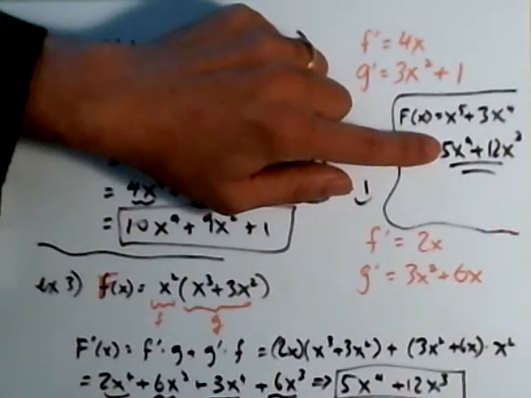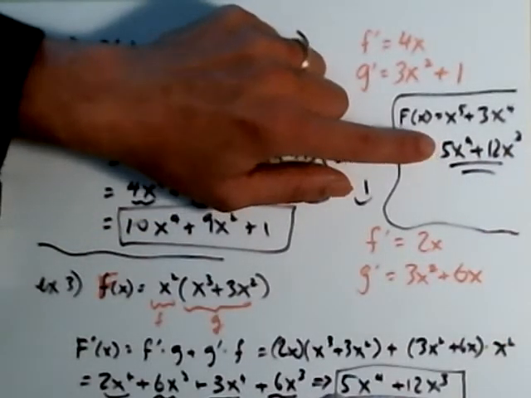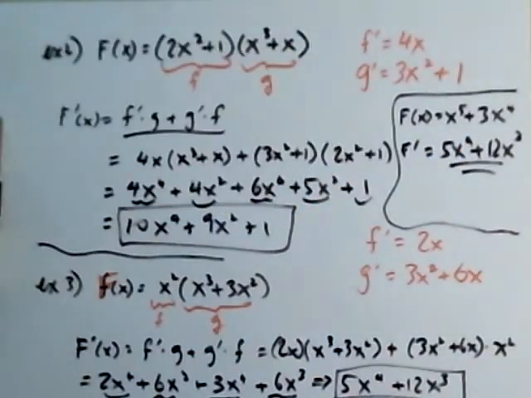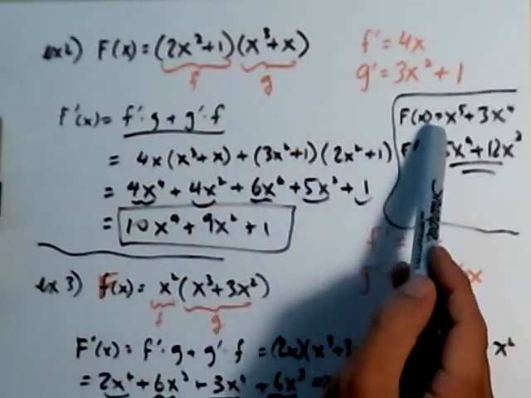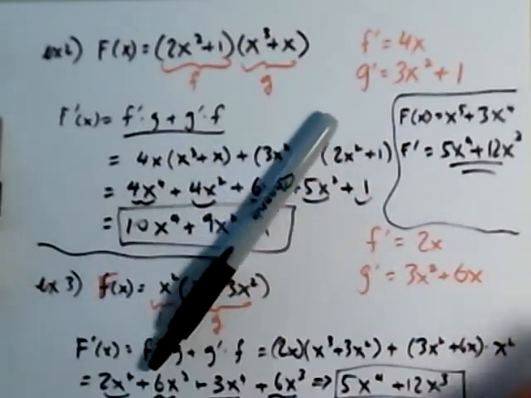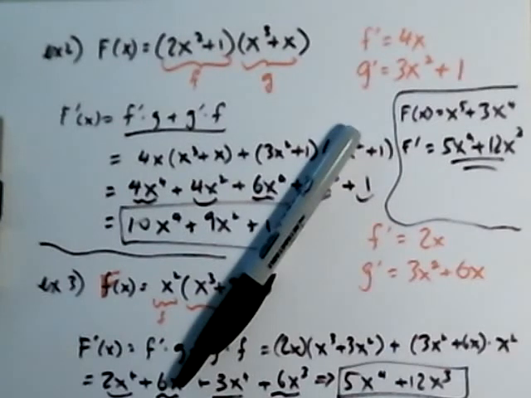Let's see. Oh, same function. 5x to the 4th plus 12x cubed. Notice that we could have used the product rule, or we could have just distributed out and then take the derivative. Either way, you should get the same exact answer. Good luck on your homework, guys. That's the product rule. We look forward to the quotient rule on the next video.